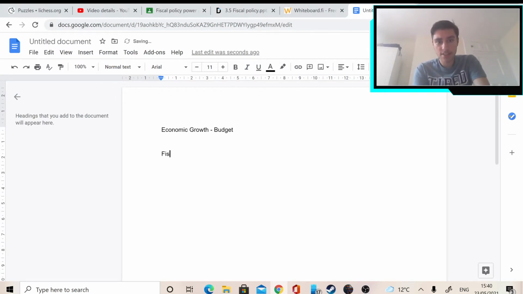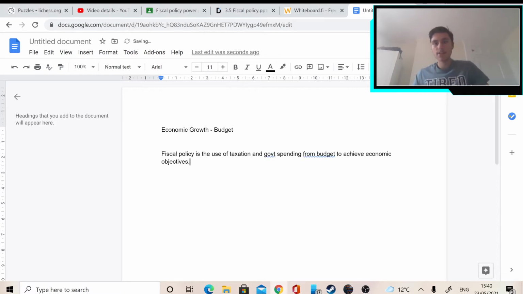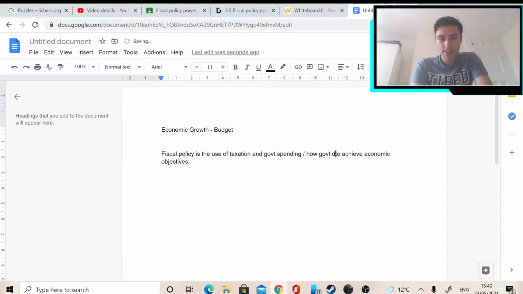Fiscal policy is the use of taxation and government spending from budget to achieve economic objectives. Spending, yeah. If you write this definition, you will get the marks. Or just say government spending, how government decides its budget to achieve economic objectives.